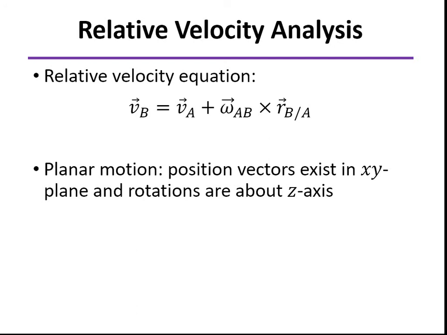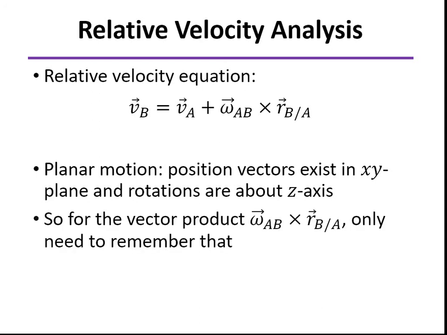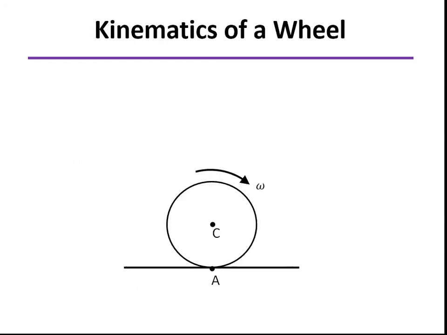And we also remembered that taking these cross products was pretty easy because the position vectors only have i and j components. They only exist in the xy plane, and all our rotations are about the z-axis. That's a limitation of planar motion. So for that reason, omega is always going to be either positive or negative about the z-axis. r is going to only be i and j, and so the only cross products we have to remember are that k cross i is j, and that k cross j is negative i.